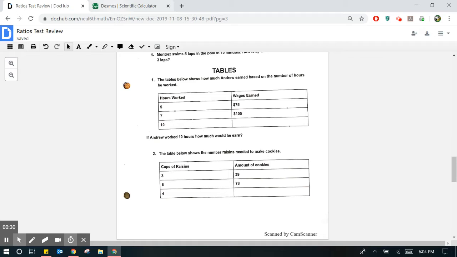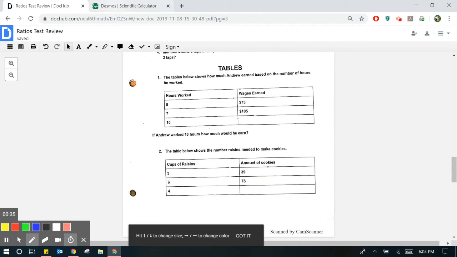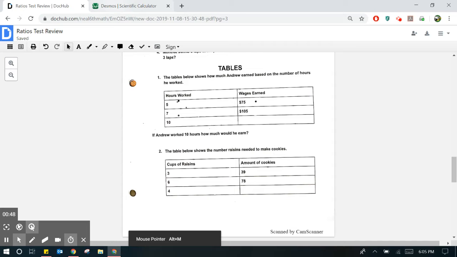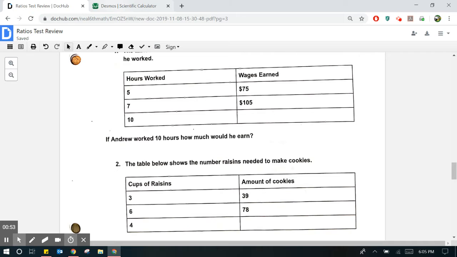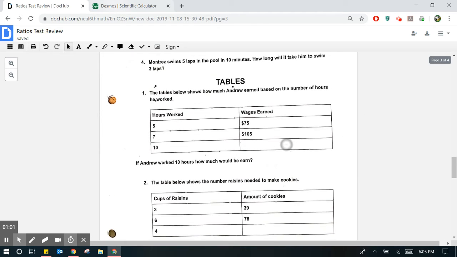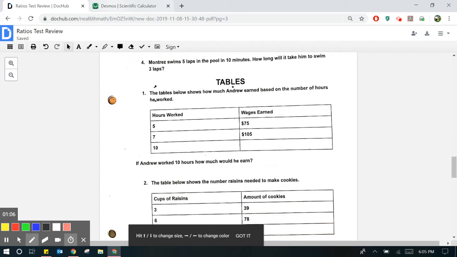Question 1 says, the tables below show how much Andrew earned based on the number of hours that he worked. If he had 5 hours, that was $75. Over here, he had 7 hours, and that was $105. Over here, he had 10 hours, and that was, oh, we don't know. So when we're working on a ratio table, all we're doing is trying to find out, what do we not know?